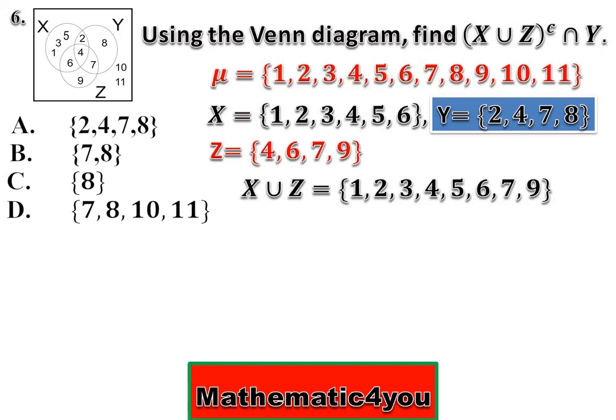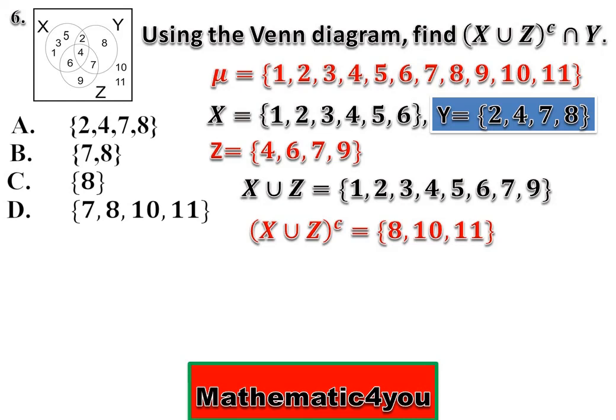After that, you find the complement. It simply means that for x union z, the elements that are in the universal set but that you cannot find in x union z itself are the complement of x union z. So if you look at this, 8 is not in x union z, 10 is not in x union z, and 11 is not in x union z. So 8, 10, 11 stands as the complement of x union z.